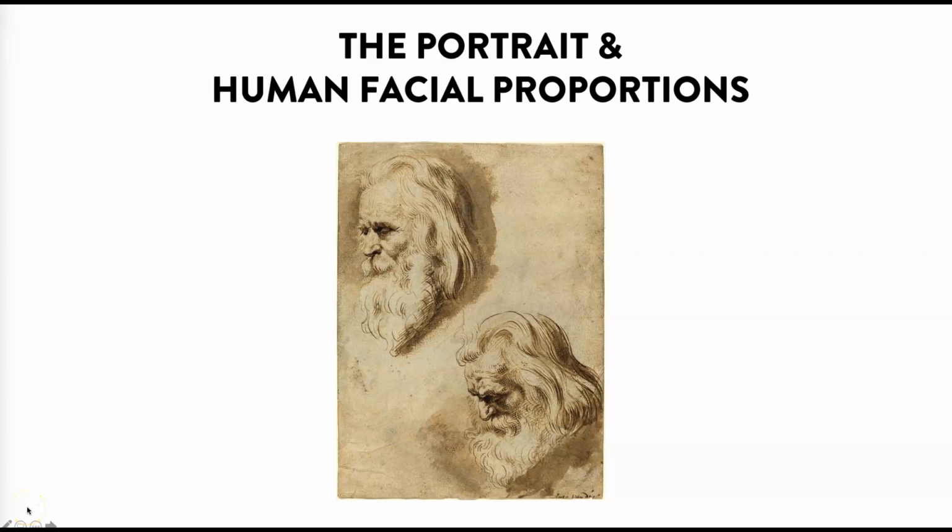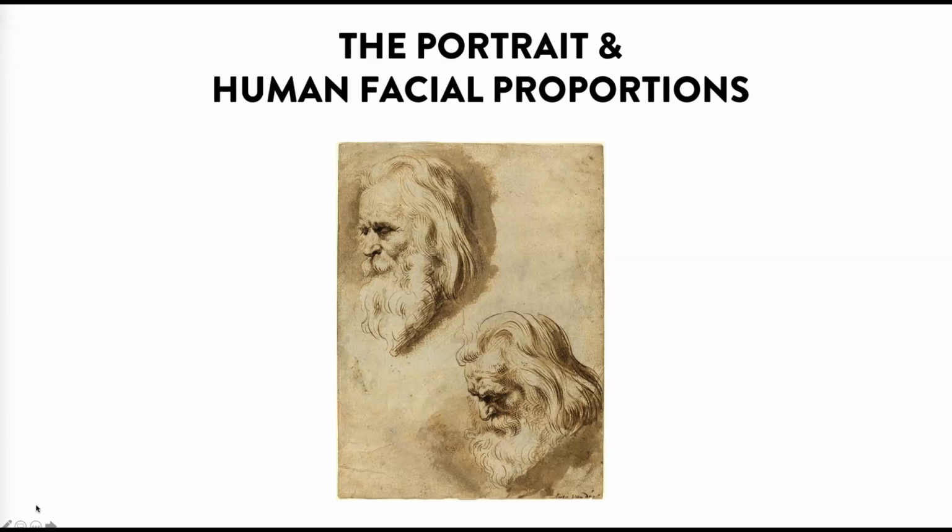We're looking at the portrait and human facial proportions. This is a Peter Paul Rubens here, circa 1620. It's a pen and ink drawing with some ink washes. In particular, Rubens is observing the head positions. At the top, we have a 3/4 angle of the head. The bottom right corner, we see a head position that's facing downward.